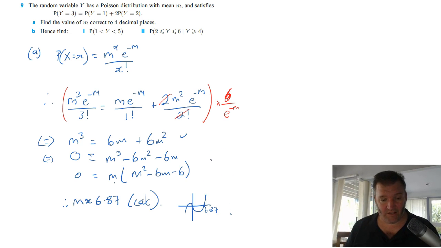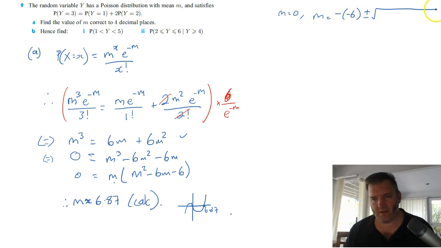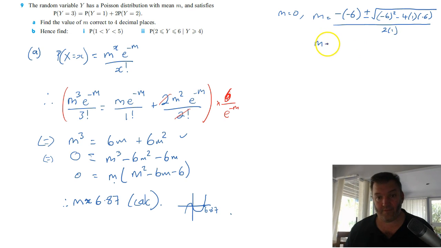If you want to find the exact answer, of course, we can go ahead and use our quadratic formula. So we've got m equals 0, which we're going to reject because we can't have that, or m equals negative b, so negative 6 plus or minus square root b squared, so negative 6 squared, minus 4 by a by c is negative 6, all divided by 2a. And what are we going to have? Negative 6 just becomes 6.